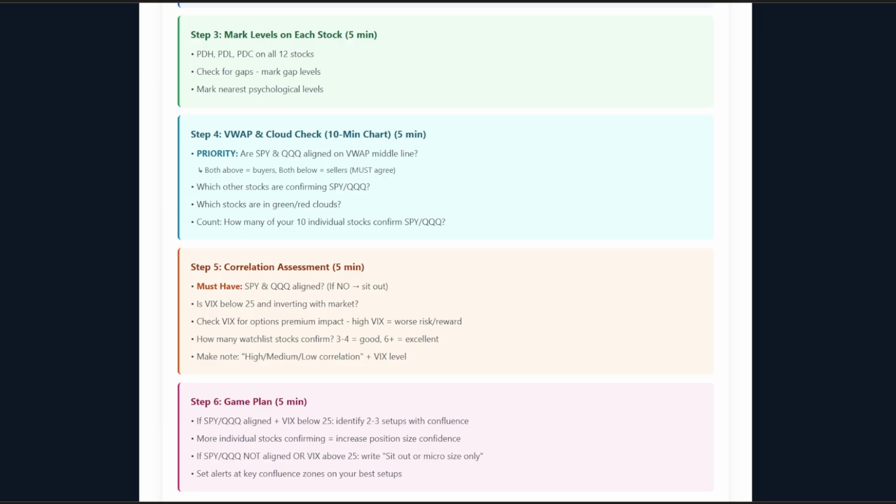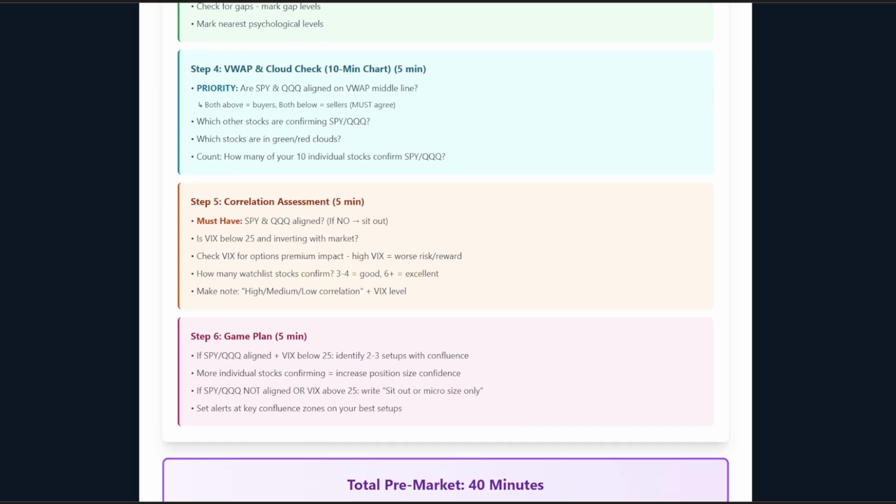Whichever the direction is, your job as a trader is to identify the direction and then capitalize on the move, right? And the tools that we teach you are how you find your entry to capitalize, and how to overall identify what's going on. That's what tools that we're giving you. And you count how many of your 10 individual stocks are confirming SPY and QQQ's direction.